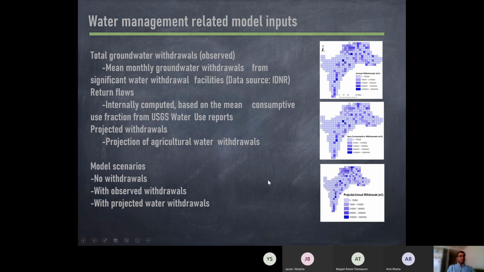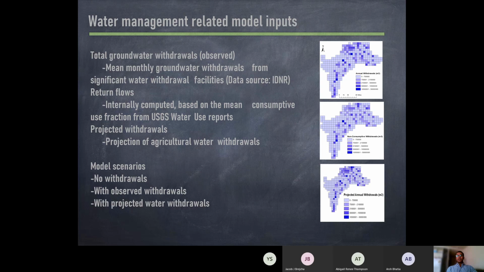Okay, then I model using different model scenarios. I need to know what it looks like if there is no withdrawal. Then with observed withdrawal, like right now, how much withdrawal is going on, I need to incorporate that information and see what the groundwater level is right now.